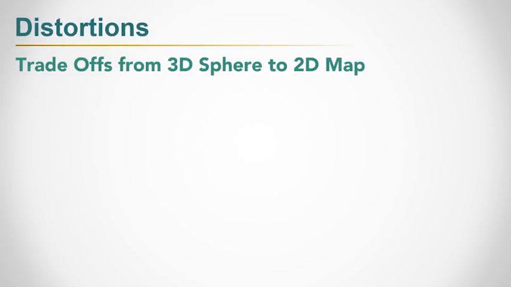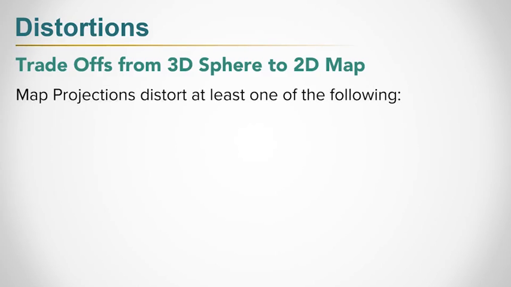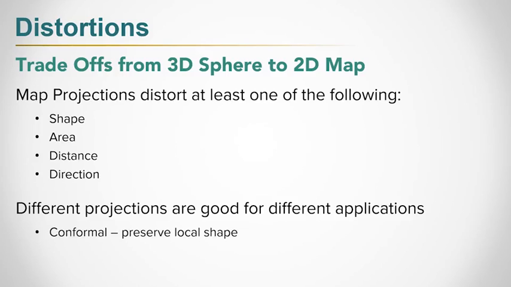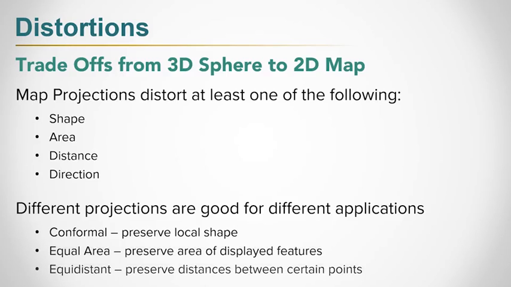Now, we don't get this translation of our data to a 2D surface for free. There are trade-offs. When we project geospatial data, we end up creating distortions. Distortions can occur in the shape, the area, the distance, or the direction of the data. Different projections are created to optimize for these distortions. So some projections are good at preserving local shape. These are called conformal projections. Others preserve the area of the features. These are called equal area projections. And still others preserve distances between points on the map. These are called equidistant projections.